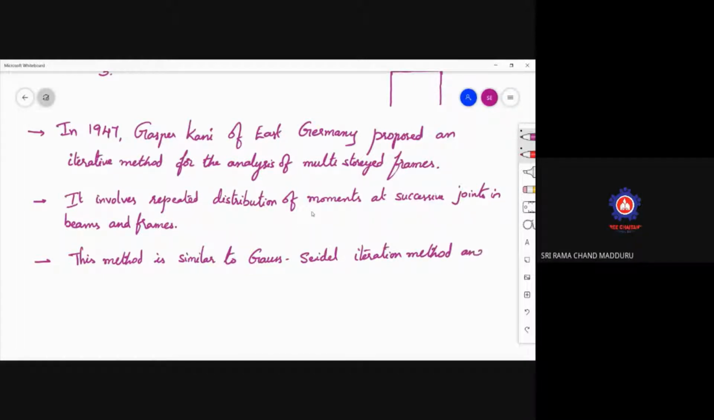And it is self-corrective. That is the main advantage of Kani's method. For example, while doing the iterative process, a slight error may occur, like while adding or subtracting somewhere else, the assumed value is slightly wrong. However, during the iterative process, it will be self-corrected, so that gives accurate results.